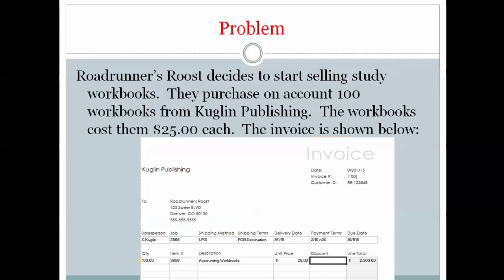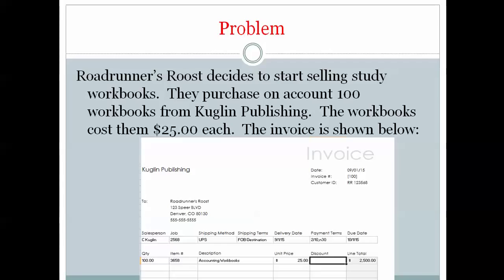Now, do you remember what FOB destination is? FOB destination means that the buyer takes ownership at the point of when it reaches our store. So the seller has paid for the shipping. Freight on board, FOB, the seller has paid for the shipping until it reached its destination. So we, Roadrunner's Roost, don't take ownership or pay costs until it gets to us.